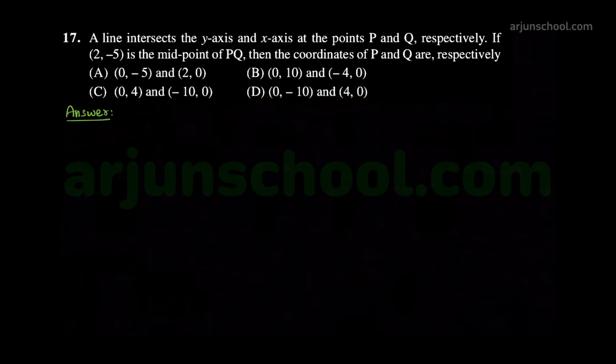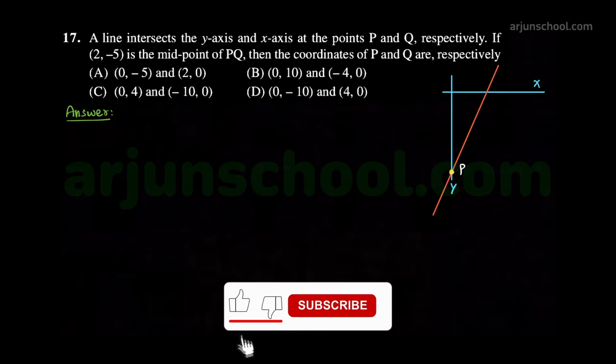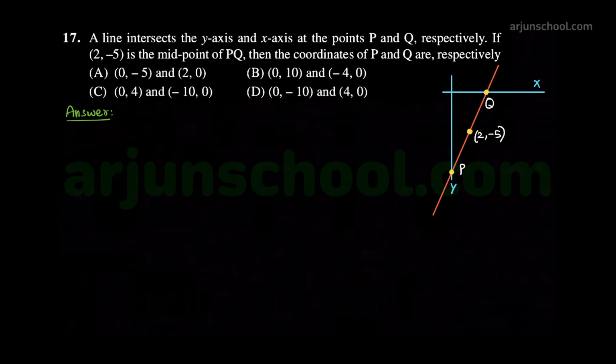Now let us find the answer. Let us draw the points on a graph. We have the x-axis and the negative y-axis. Since the midpoint is (2, -5), we have a negative y coordinate. The line intersects the y-axis at point P and the x-axis at point Q. The midpoint of PQ is (2, -5).